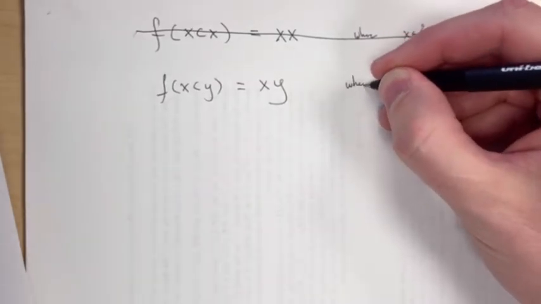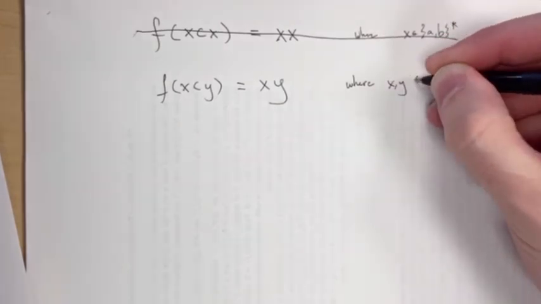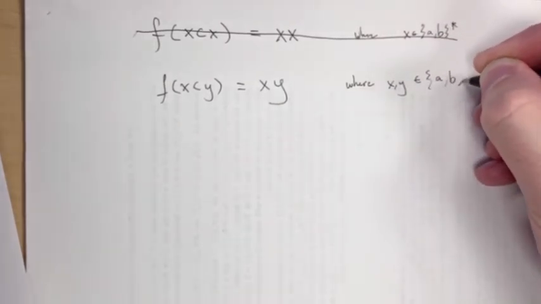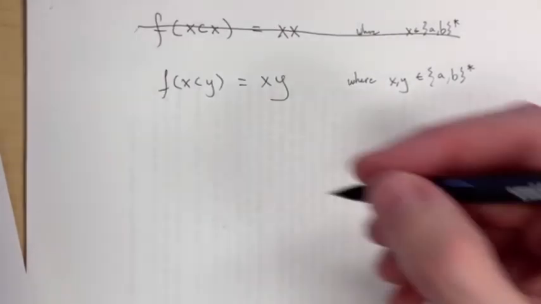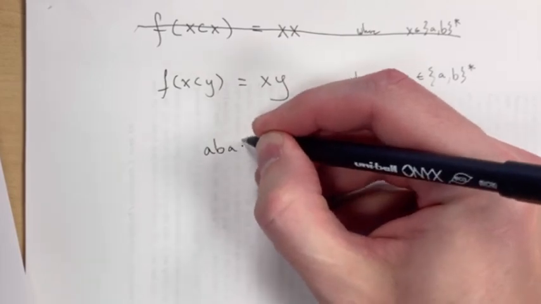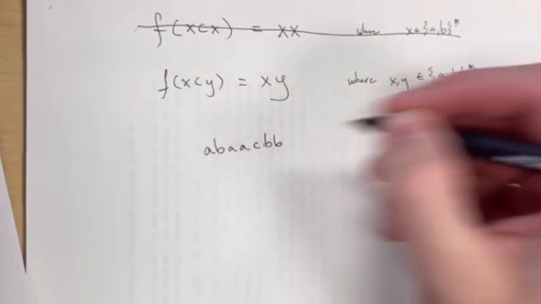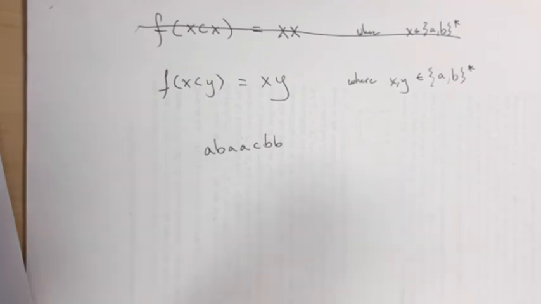So I'll say where X and Y are A's and B's. All right? A string which has a single C in the middle. So maybe it's like A, B, A, C, B, B, right? Doesn't have to be the perfect middle, right? It's just there's a first part and then the C and then a second part.